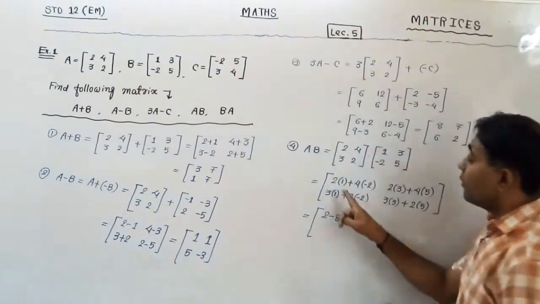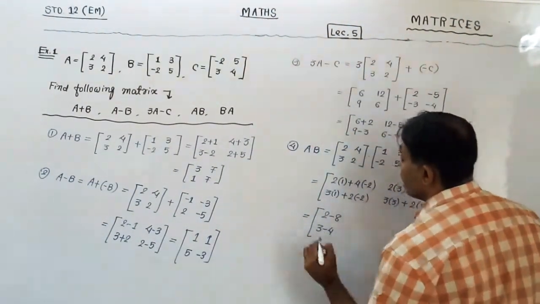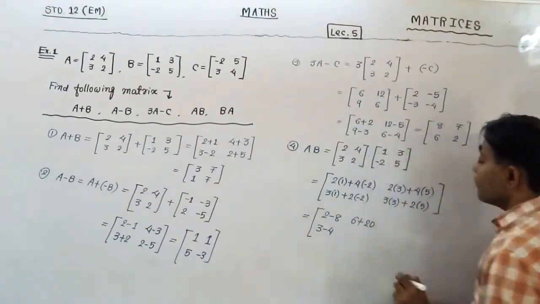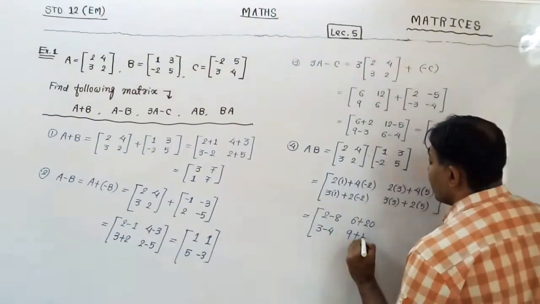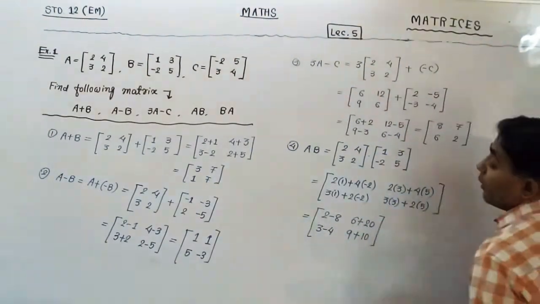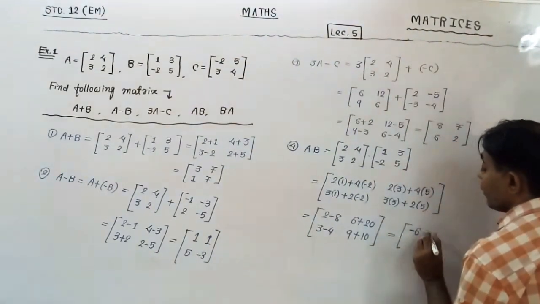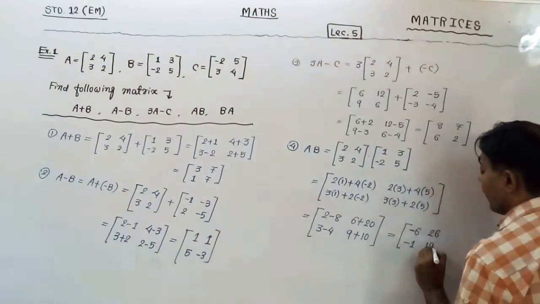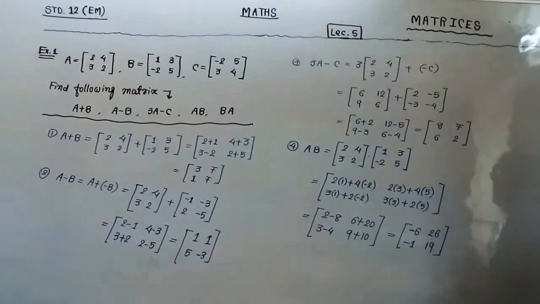See here. 2 minus 8, 3 minus 4, that after 6 plus 20, 2 3s are 6 plus 5 4s are 20, 9 plus 10, and so the answer is minus 6, 26. Here is minus 1 and 19. So my dear friend, A into B is this.